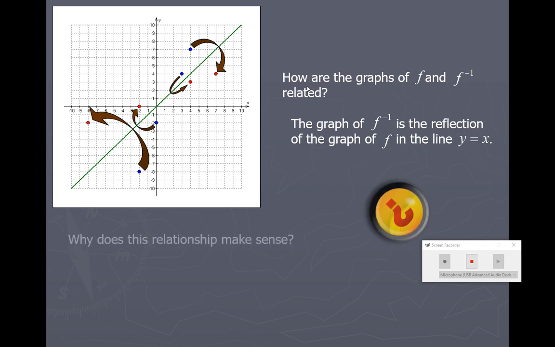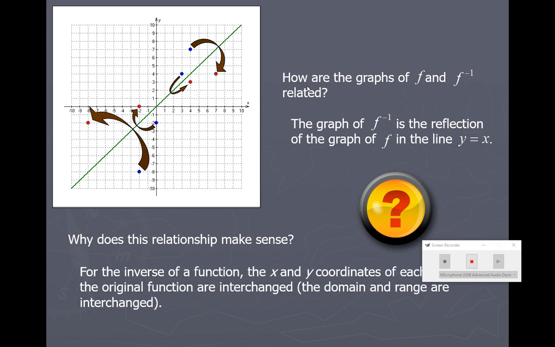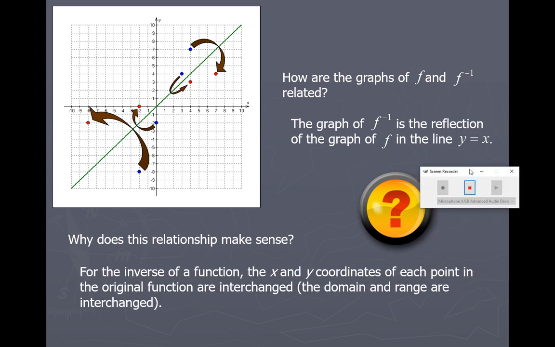Why does this relationship make sense? Okay, my best explanation is that if you take the axis of x and the axis of y and exchange the two of those, that's going to spin this whole thing diagonally, and all the points spin diagonally. Phrased another way, for the inverse function, the x and y coordinates are exchanged. So the domain becomes the range, and the range becomes the domain.